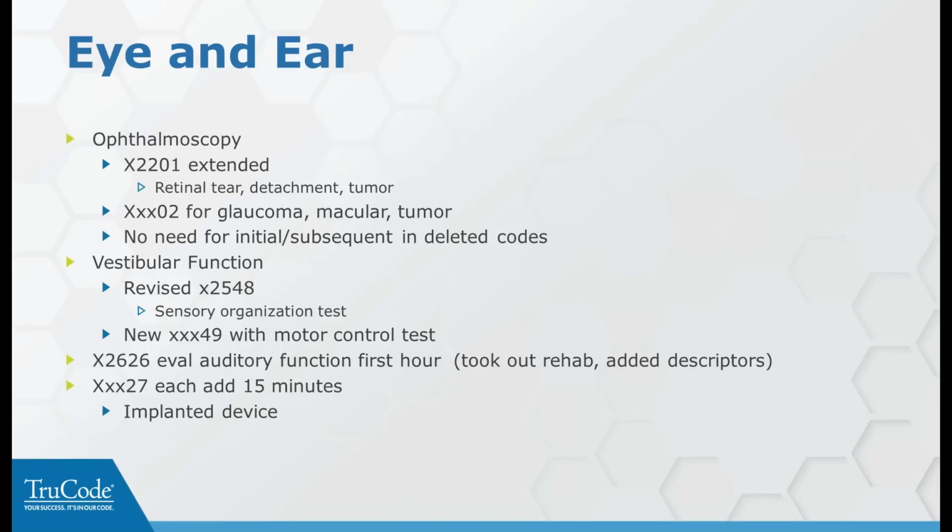In the ophthalmoscopy area, the eye area there, we have a couple of extended ophthalmoscopies, and again, these are going to be treated by the actual diagnosis they're treating. One of them is usually for retinal tears or detachment, and the other one is typically for glaucoma or tumors.